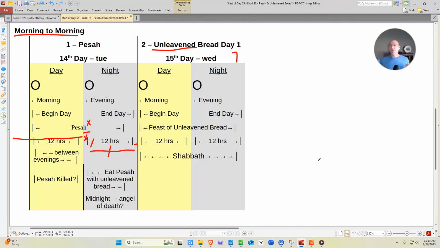Occam's razor. We don't have to add any complications. We don't have to do anything. It all fits. Every instruction of Exodus fits here nice and neat.